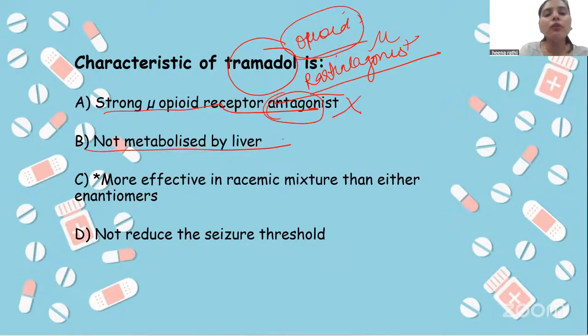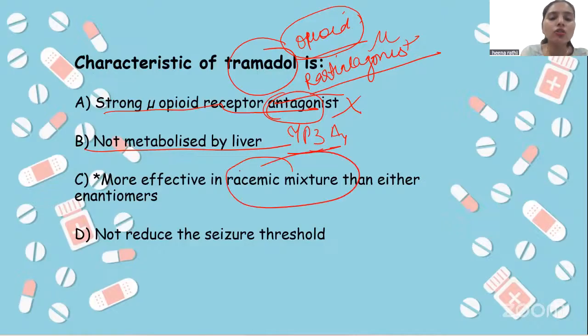Not metabolized by the liver? Yes, it is metabolized by the liver by the cytochrome enzymes, so this is wrong. More effective in the racemic mixture than the enantiomer? Yes, its racemic mixture is more effective than the enantiomer. Not reduce the seizure threshold? No, it reduces the seizure threshold. So the answer is C.